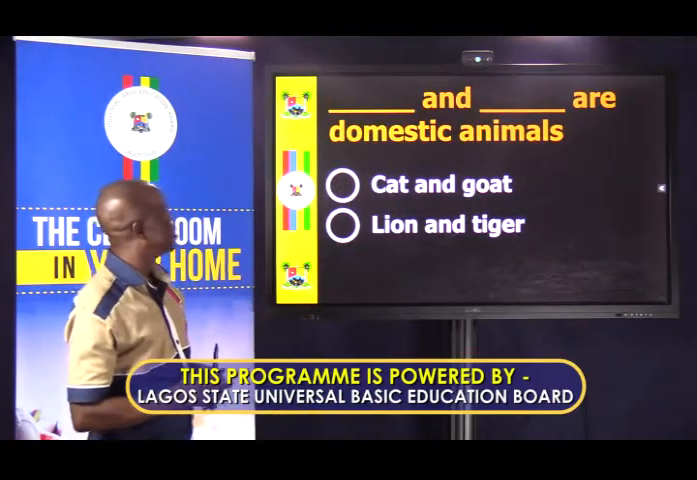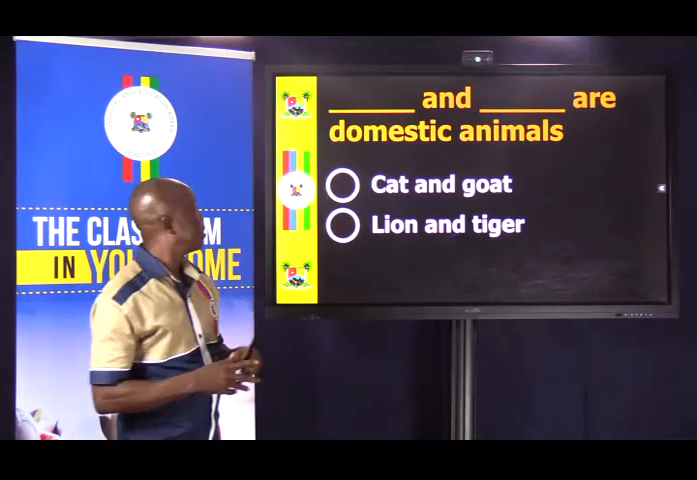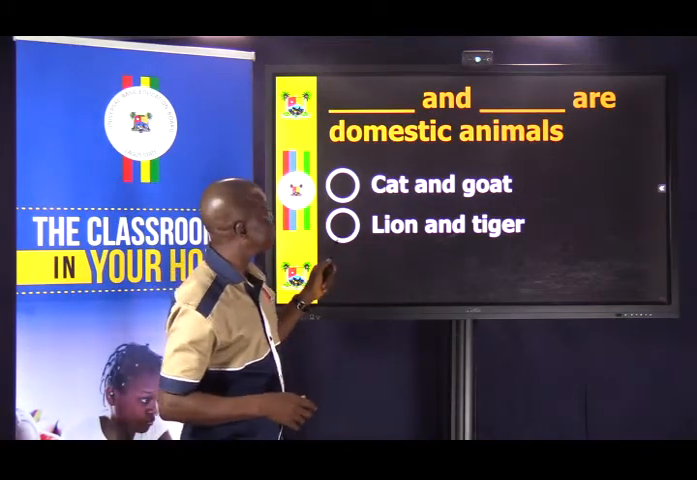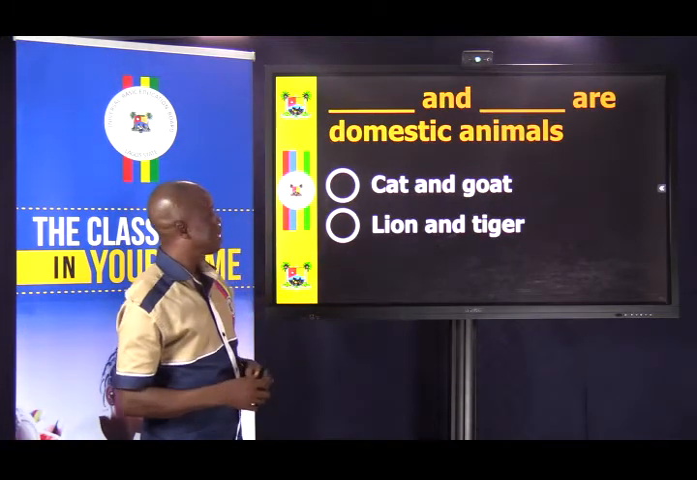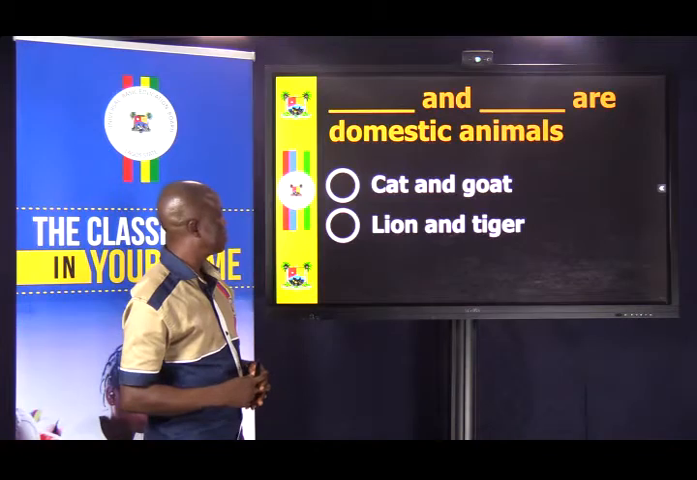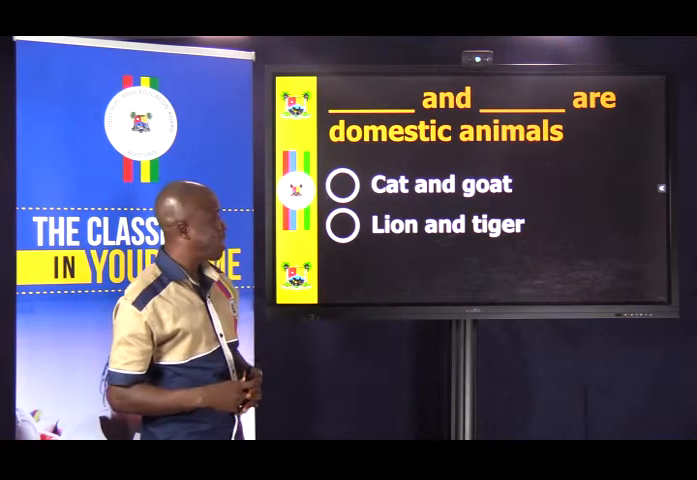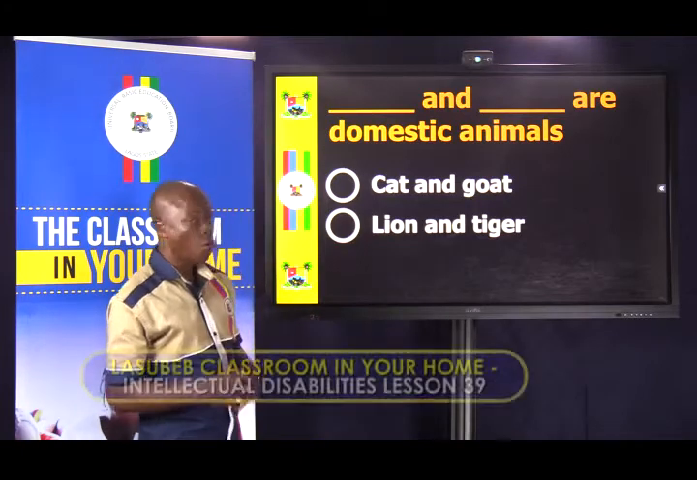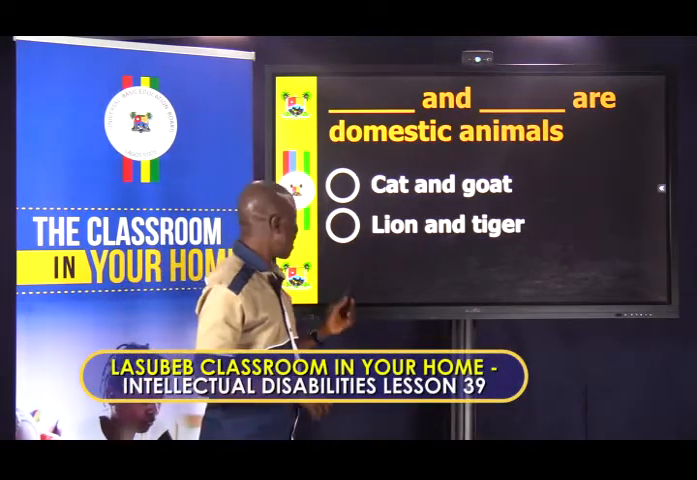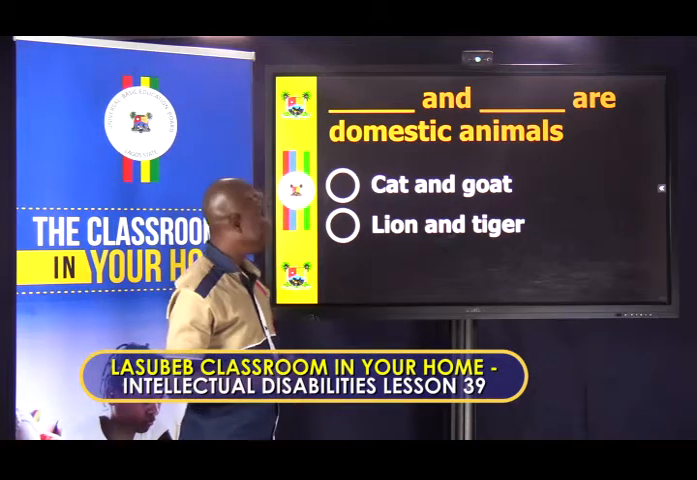Dash and dash are domestic animals. A, cat and goat. B, lion and tiger. Pick your answer.